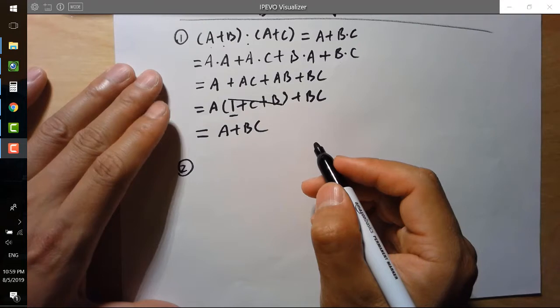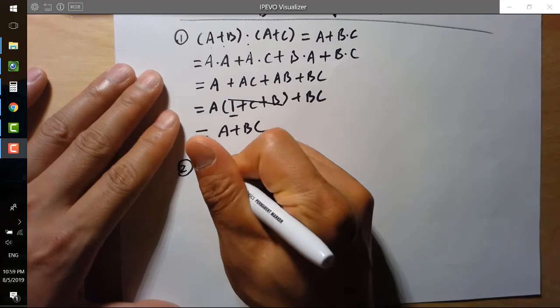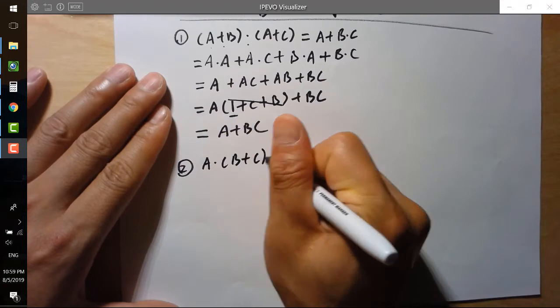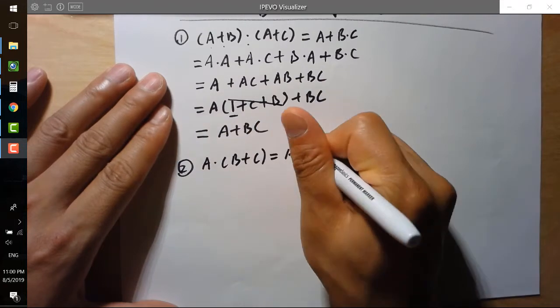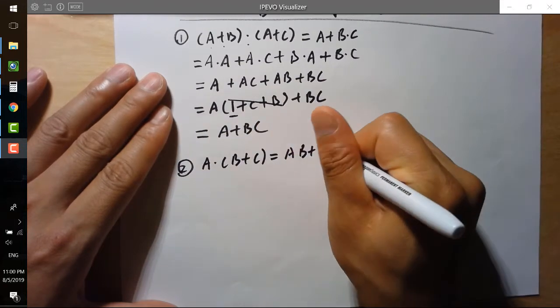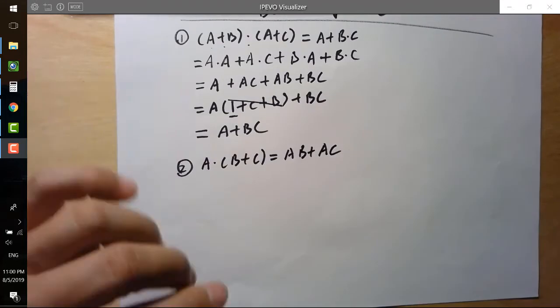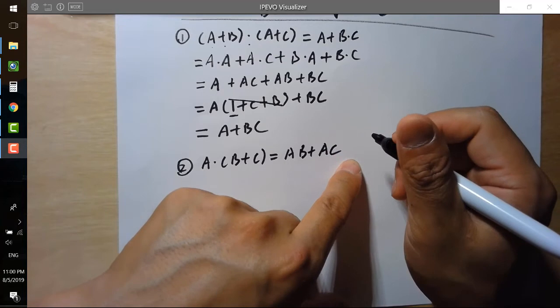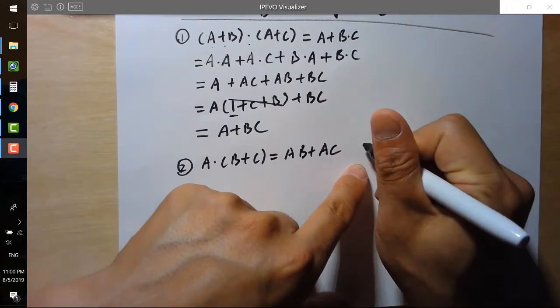The second one. A and (B or C) is A and B, or A and C. This is called the distributive law, or distribution law.